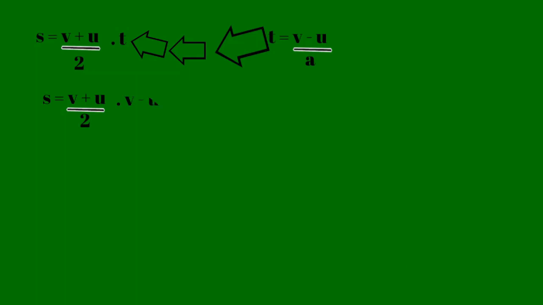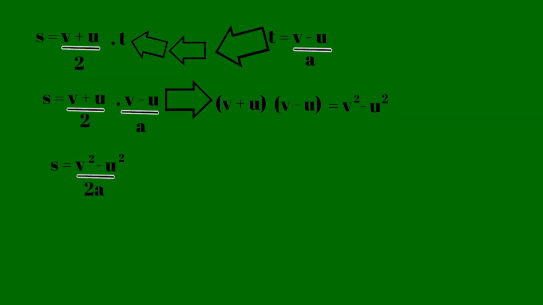As you can see, we can substitute v minus u over a for time. We now have s is equal to v plus u divided by 2 times v minus u divided by a. The numerators for these fractions when multiplied are actually the factored form of a simpler equation. This is a case of difference of perfect squares factoring. Therefore, the numerator can be written as v squared minus u squared. The denominators when multiplied simply give 2a. So we are left with the equation v squared minus u squared divided by 2a equals s.